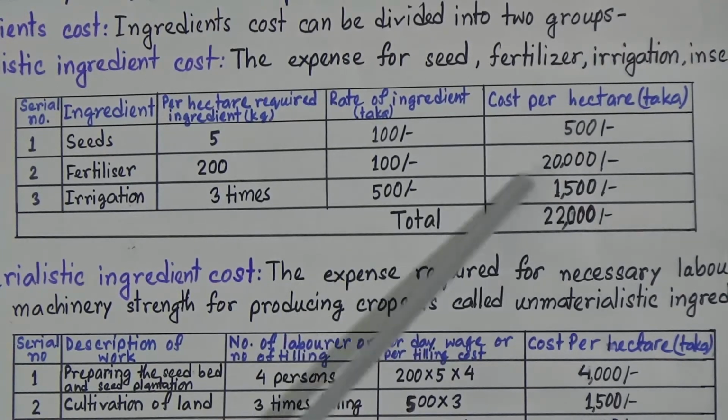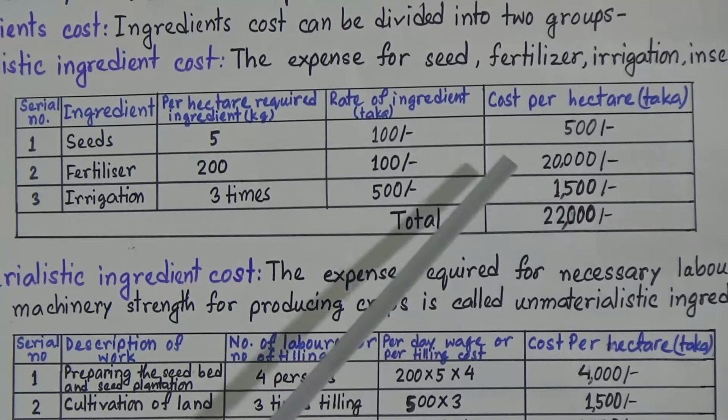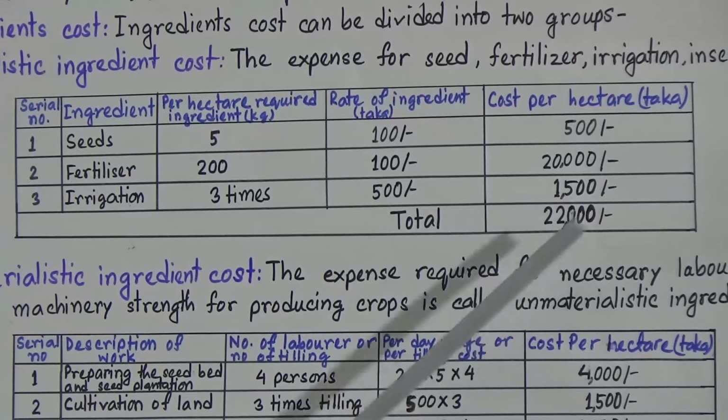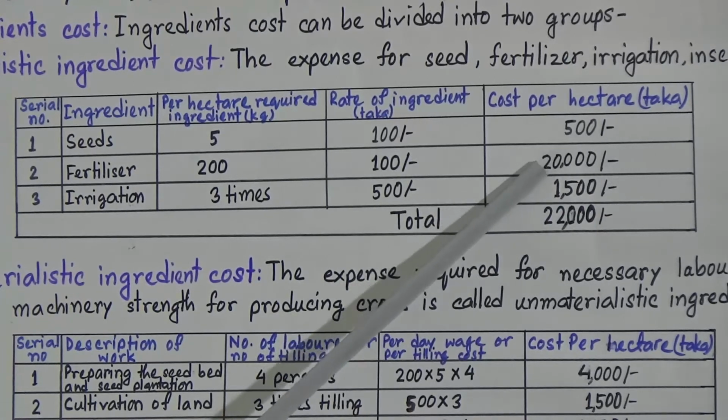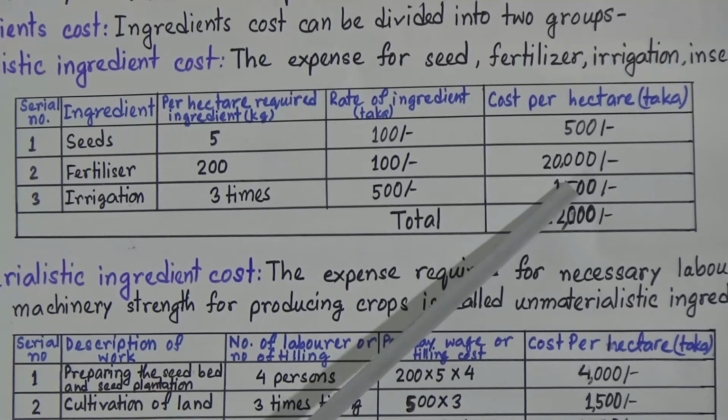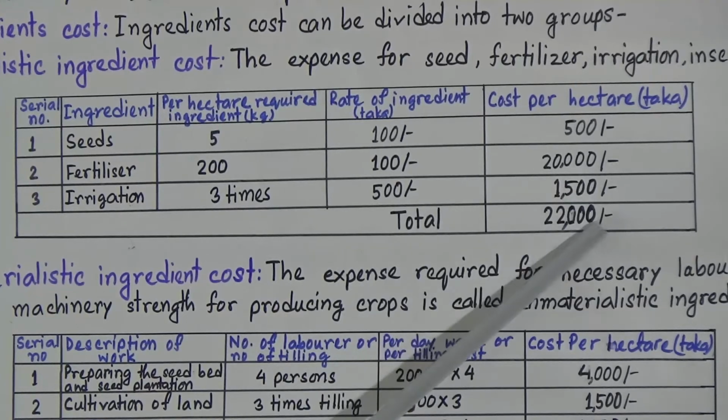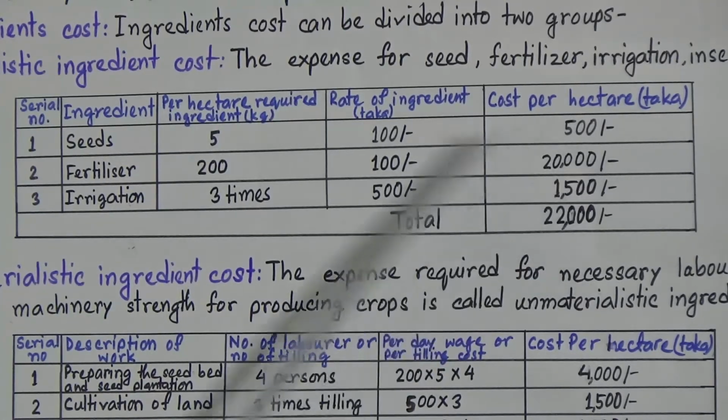Now we will add these 3 ingredients. If you have 5, 6 or 7 ingredients, you will just add like this. Now look, 500 and 20,000 and 1,500 taka. So in total there will be 22,000 taka. This is our materialistic ingredients cost.